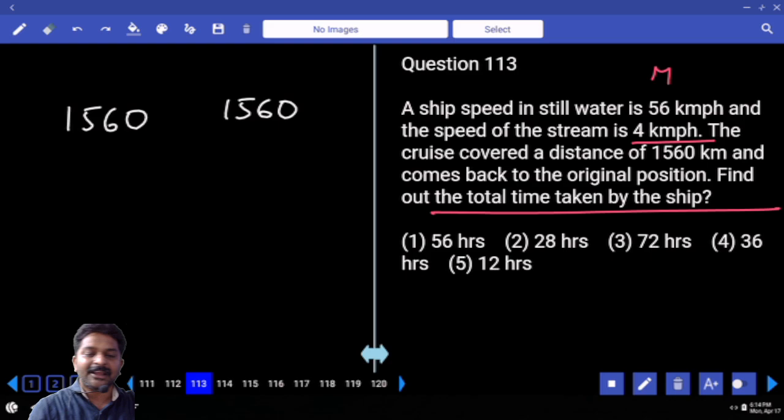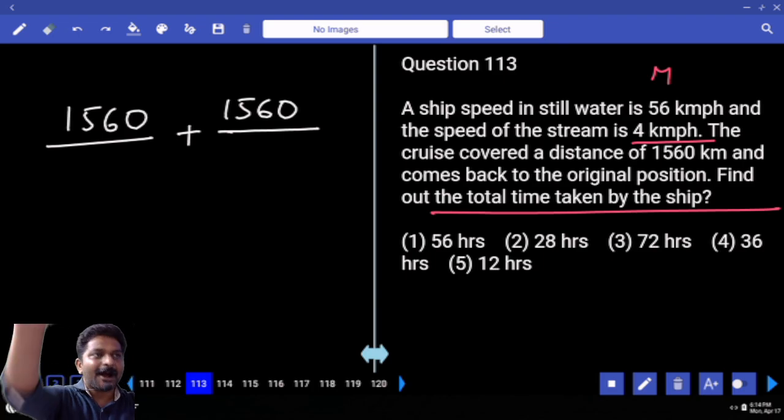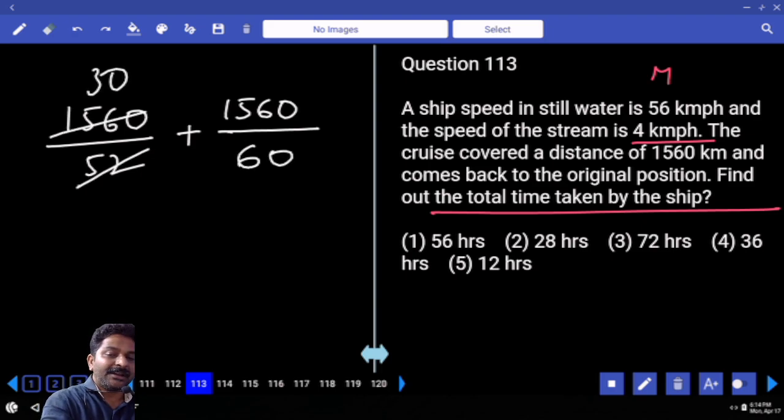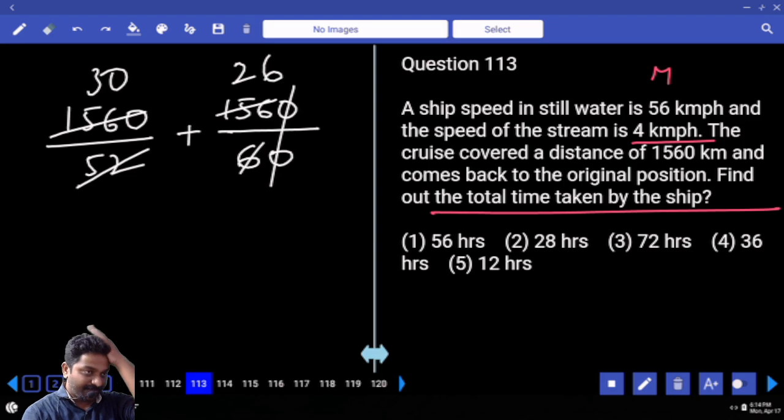Find out the total time taken. Time, in the sense, time to cover 1560 in onward direction and in return direction. Onward direction, let's assume it is upstream. M minus S, 56 minus 4, 52. Return, M plus S, 52, 30 times, 2 times, 6 times, 30, 26, 56.